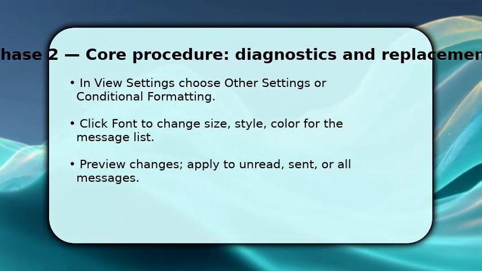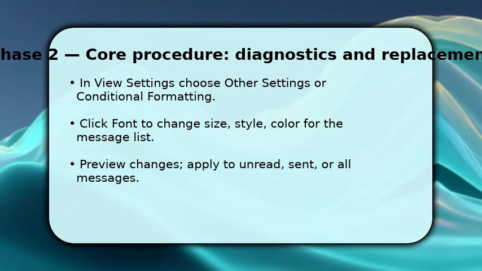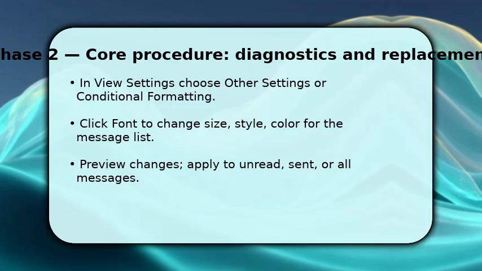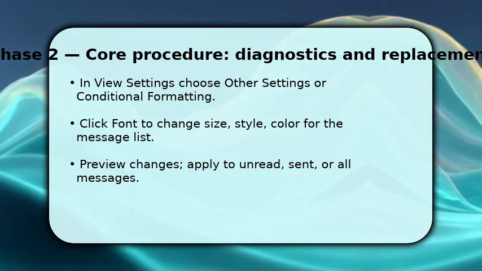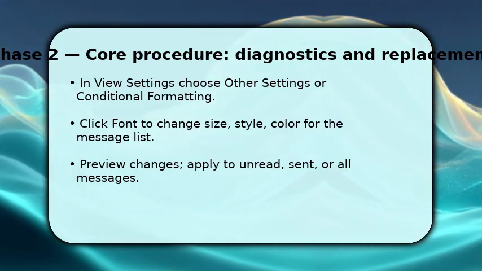Then click Font. A font dialog appears where you pick typeface, size, weight, and color. Increase the size to your preference, for example, 12 to 14 for readability, and change bold for emphasis. Use conditional formatting if you want different sizes for unread or flagged messages.